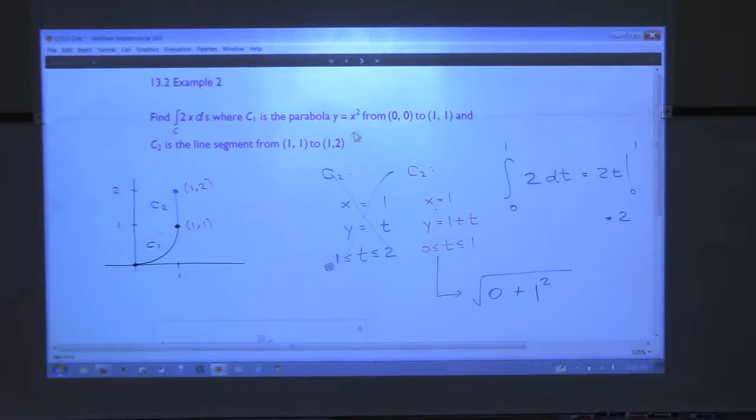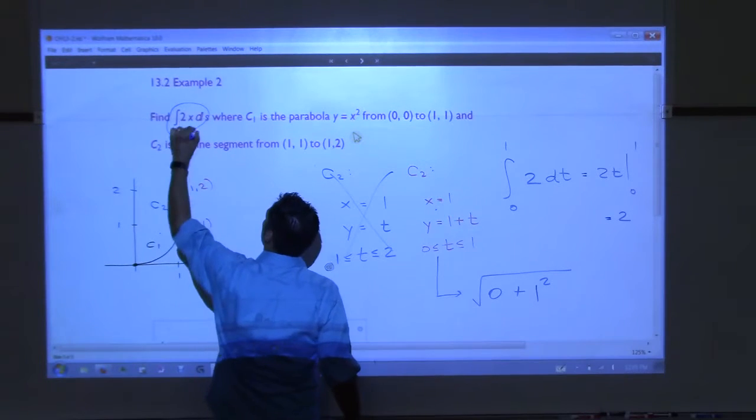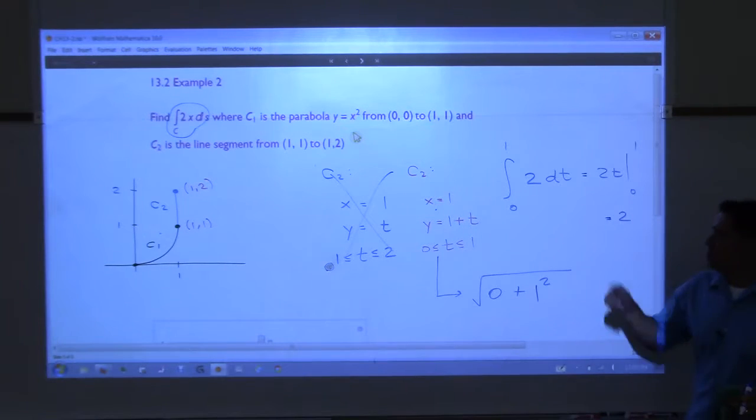Okay, so what is this final answer? This final answer was that first integral that I did not finish, right? Plus 2.